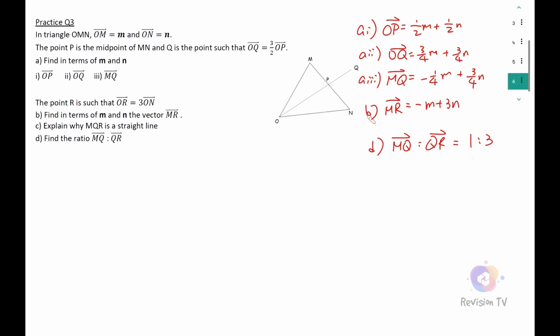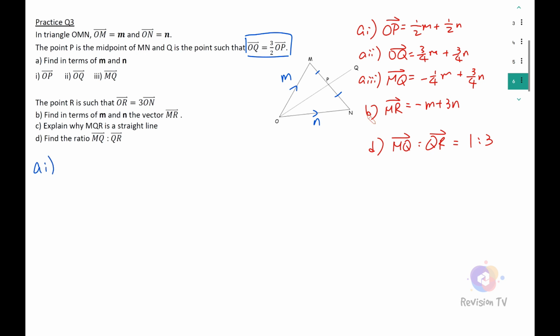So in a triangle OMN, OM equals m, and ON equals n. The point P is a midpoint of MN, and Q is the point such that OQ is 3 over 2 of OP. Now this one I've not used, so I'll put a box next to it, meaning I have to use it later. Question A: find, in terms of m and n, OP. So what's OP? Question AI.